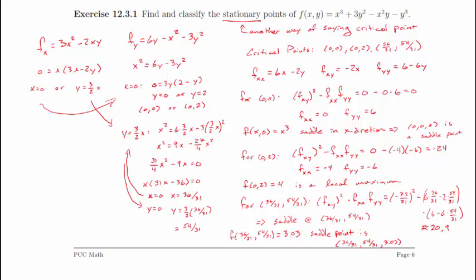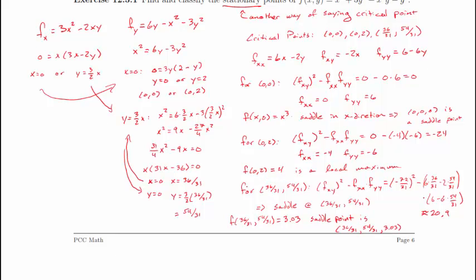And so since f sub xx and f sub yy are both negative, that means that f of (0, 2), which equals 4 when I plug it back in, is a local maximum. So 4 is the highest z value that we can get near the point (0, 2). Essentially, we have a little hilltop at the point (0, 2, 4).